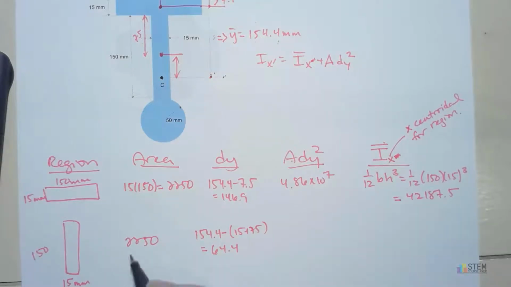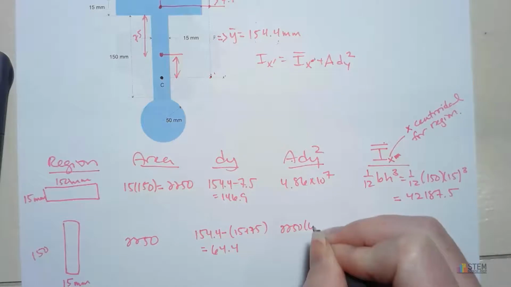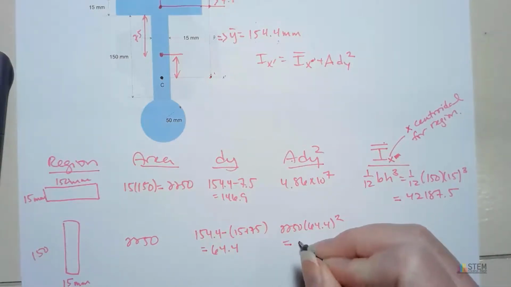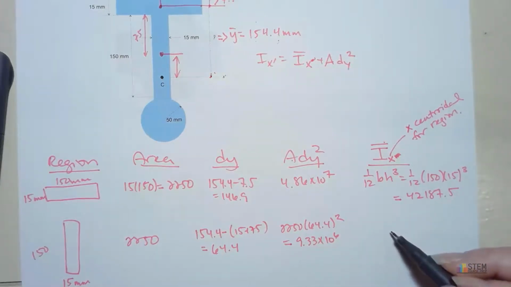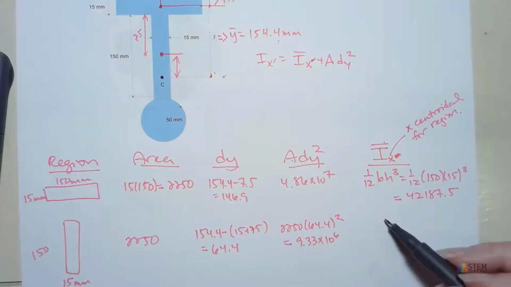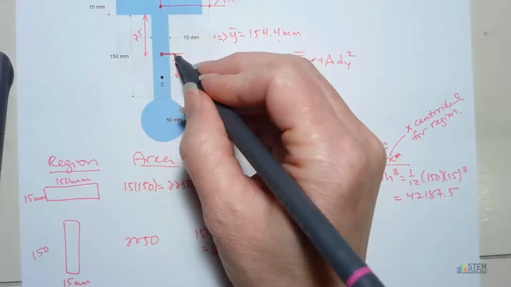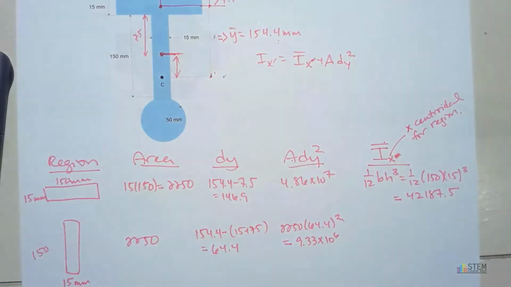Now multiply this times this squared. And what do we get? We get 9.33 times 10 to the 6th. Now we have to find I bar. Now remember, this is the moment of inertia about this axis for this region. Okay, so the x-axis going through the centroid.